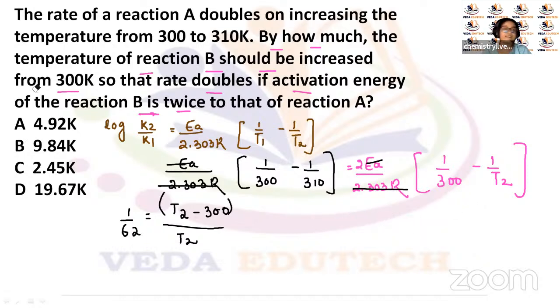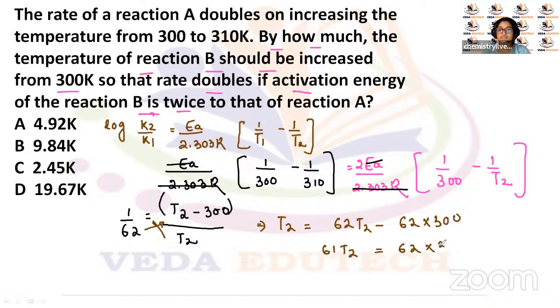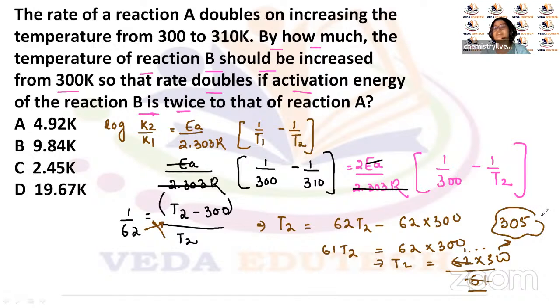We will not solve the entire thing, I'll not solve it entirely, just giving you a little bit of a hint here. So this is cross multiplication here. So T2 equals 62 T2 minus 62 into 300. So this is 61 T2 equals 62 into 300, which implies you'll get T2 here as 62 into 300 by 61. Yes, so nearly this is 1 point something times. So this will increase by hardly a very small value, it will come around 305. It will come around nearly 305.